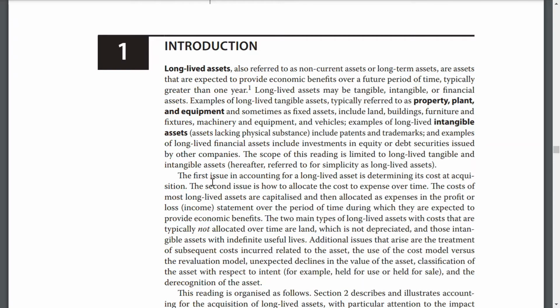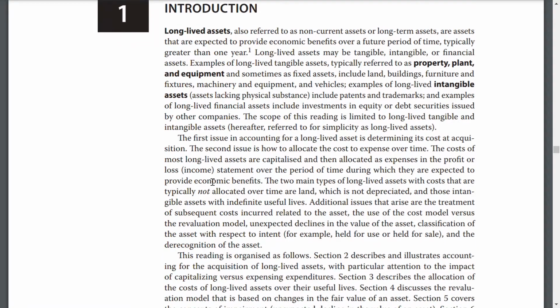The scope of this reading is limited to long-lived tangible and intangible assets, hereafter referred to simply as long-lived assets. The first issue in accounting for long-lived assets is determining the cost of acquisition. The second issue is how to allocate the cost to expense over time. The costs of most long-lived assets are capitalized, then allocated as expenses in the profit or income statement over the period of time during which they are expected to provide economic benefit.